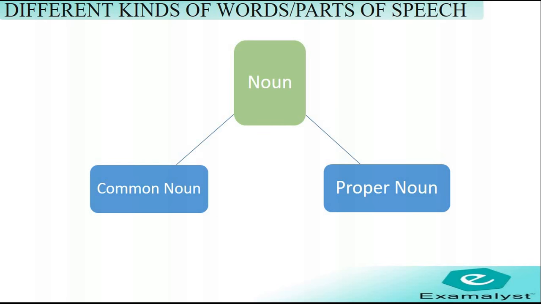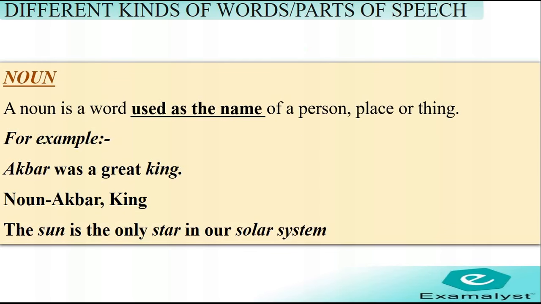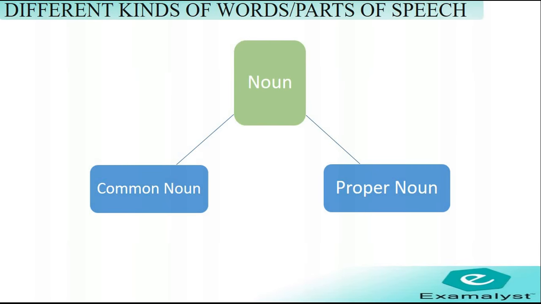Here we have to look back to the previous example. Akbar was a great king and we got two nouns, Akbar and king. You must be thinking which of Akbar and king is a common noun and which is the proper noun. Before doing that, you must understand what these two exactly are. Common nouns are a class of people, places, or things, and proper noun represents these common nouns in particular.